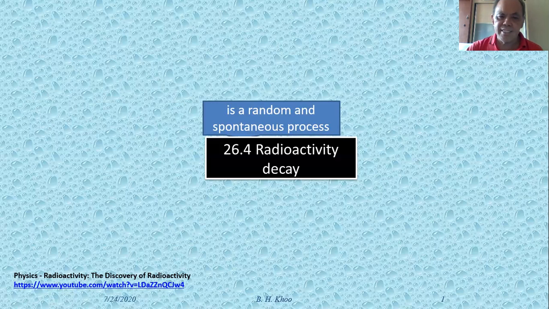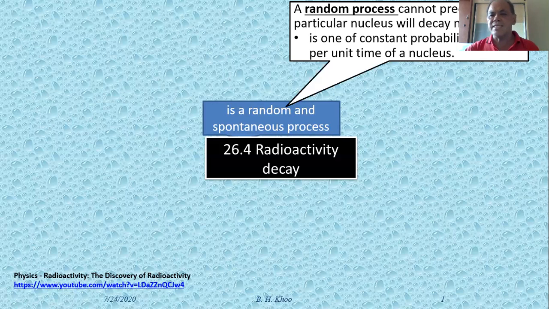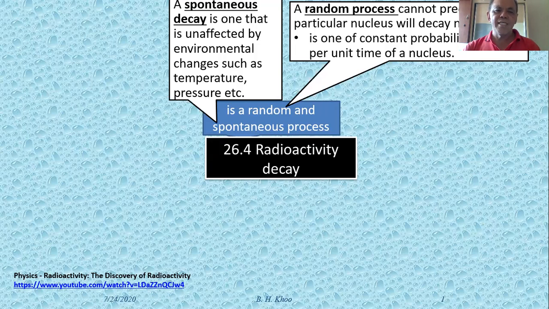So you must know what is random. A process where you cannot predict which particular nucleus is going to decay next. And then usually the examiner will want you to also add in, it is one of constant probability of decay per unit time of a nucleus. And spontaneous decay is one that is unaffected by environment changes, such as temperature or pressure. It means temperature or pressure does not affect the decay rate at all. It will still be the same.